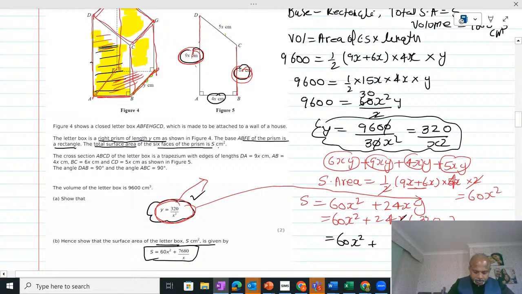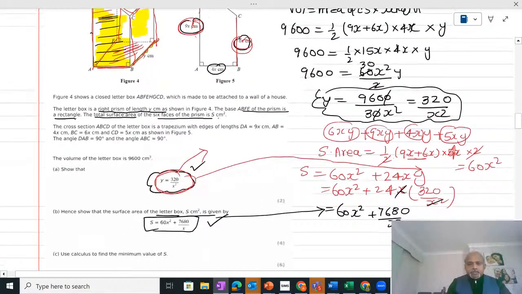Let me put it in a calculator. 24 times 320 is 7680, and 1 x cancels, so it should be x. So that ends your b part. If you see here, the b part is 60x squared plus 7680 over x.